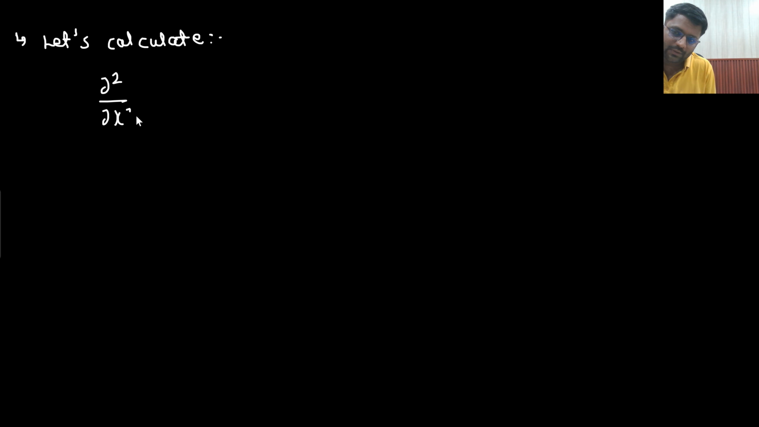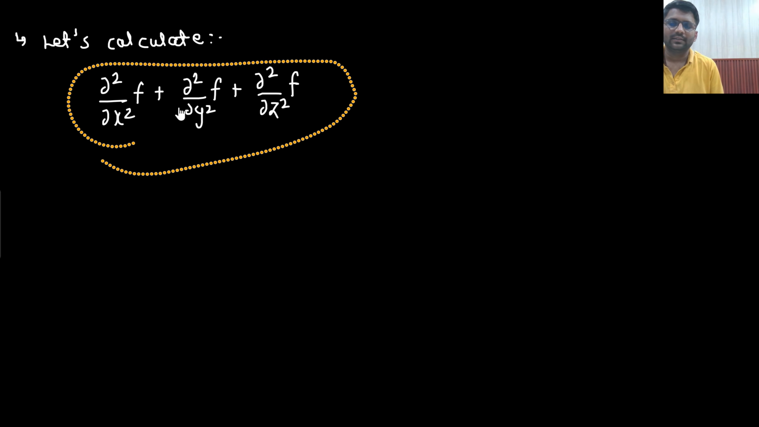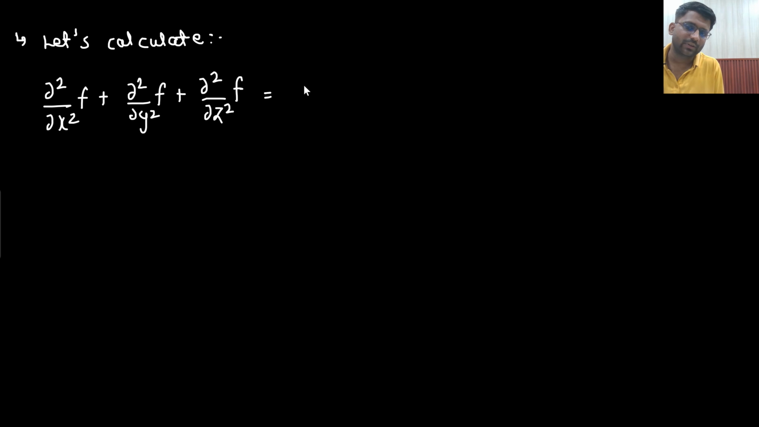Now let's see one more thing here. Let's calculate something known as del square by del x square f plus del square by del y square f plus del square by del z square f. This is what I am trying to calculate. F is given, no? What is this? I will let you know what is this. But let's calculate this particular thing.